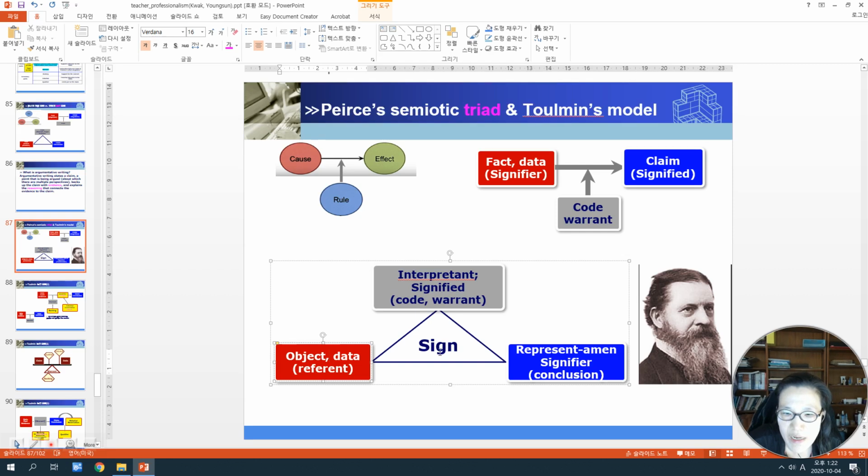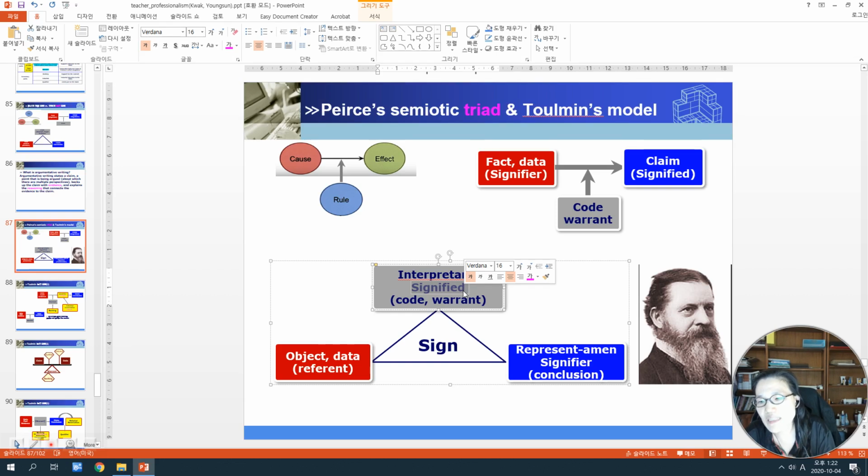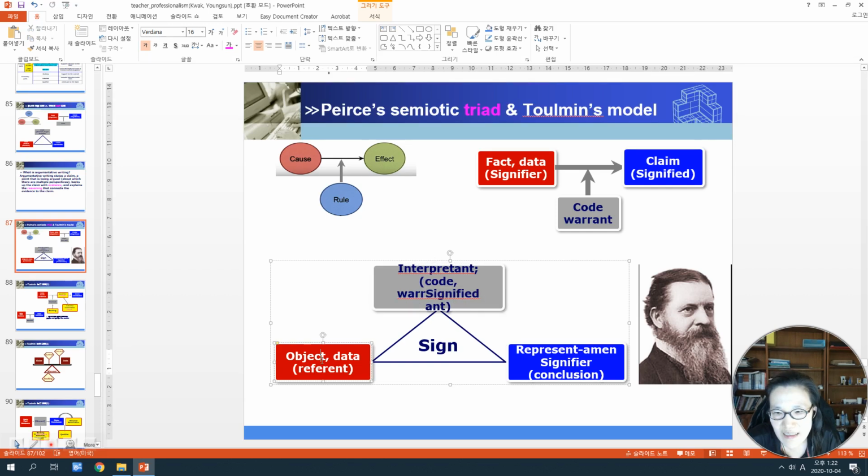Whenever we say sign, it has two components. One is the signifier. And when we hear some signifier, we imagine some kind of signified, the meaning represented by that signifier. So there is a connection between object and representamen. And whenever there is an object and representamen, we say some object is something based on some code. Peirce called the code the interpretant.